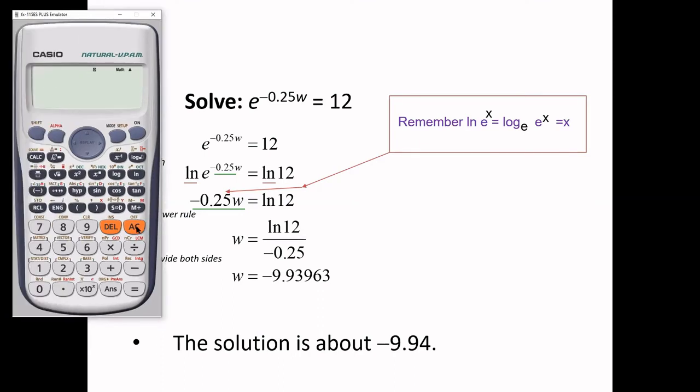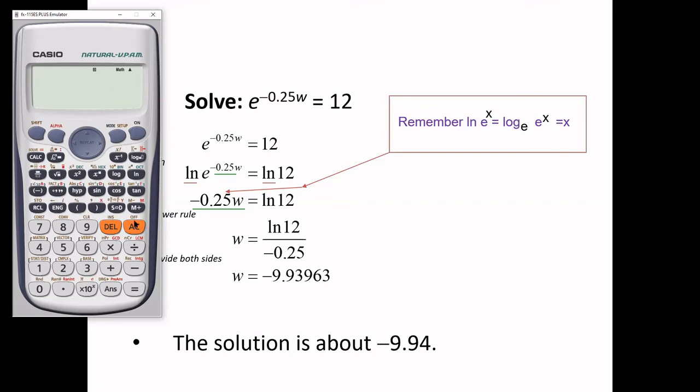And in the calculator, let's clear this. Okay, we've got natural log of 12. Close it up, go down over negative 0.25 equals.